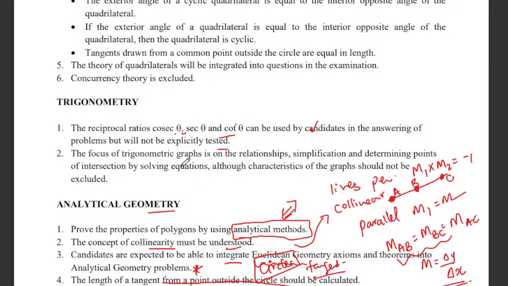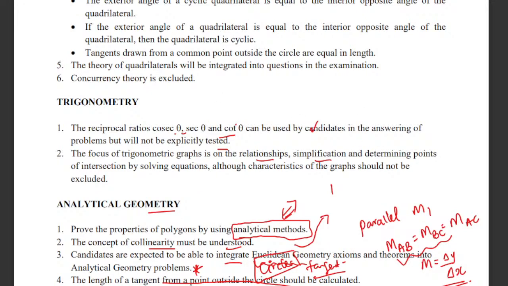Then the focus of the trig graphs is on the relationships, simplification, and determining the points of intersection. We need to know how the graphs look. For example, you talk of the sine graph, the cosine, and all of that, and then their intersection. Before we really go deep with this trig, we just need to remember one thing: trig is broken down into parts.